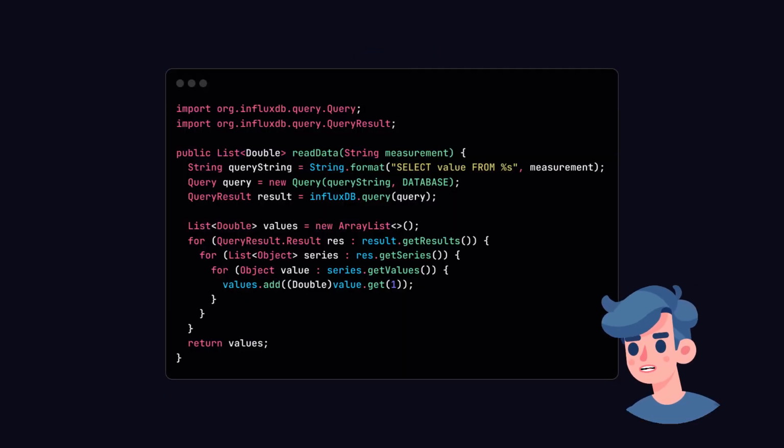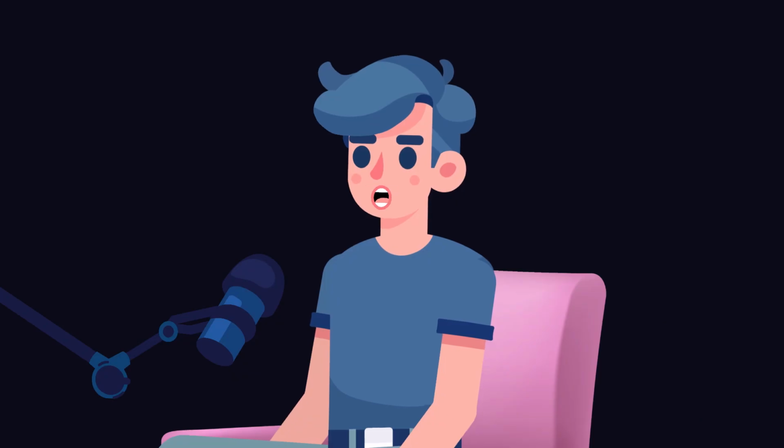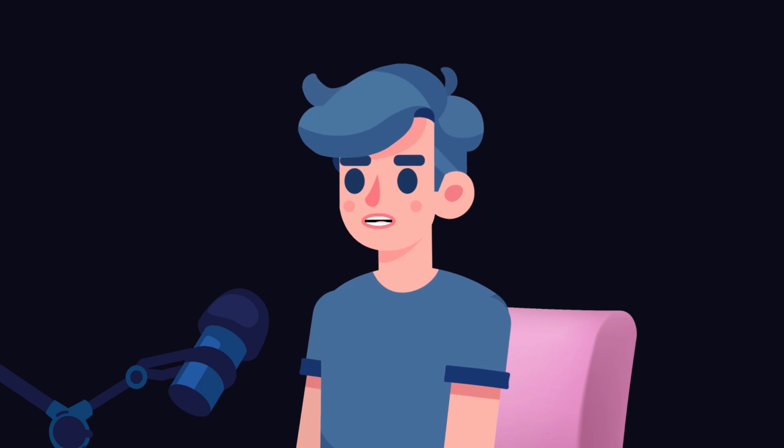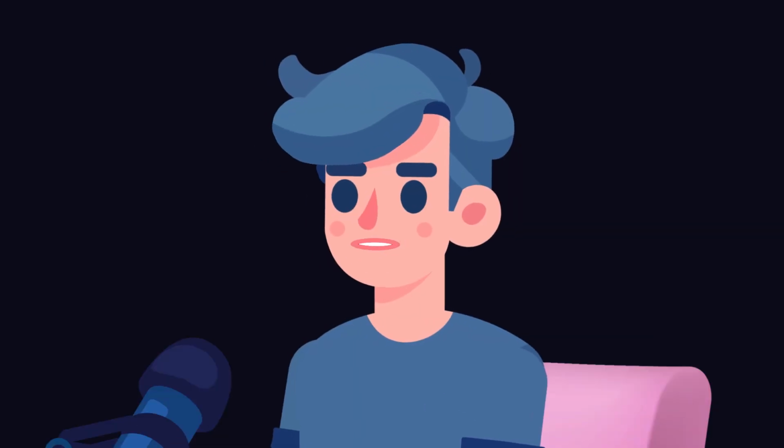Now, to retrieve the data we've just written, we need to execute a query in InfluxDB. Let's create a method to perform this operation. In this method, we construct a query to select data from a specific measurement. We then parse the results and return a list of double values. Now, let's add this method to our main function to display the retrieved data. Here, we call readData method right after writing our temperature data and print the values to the console.